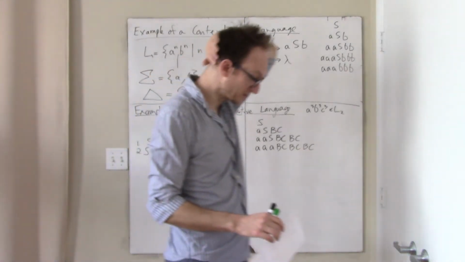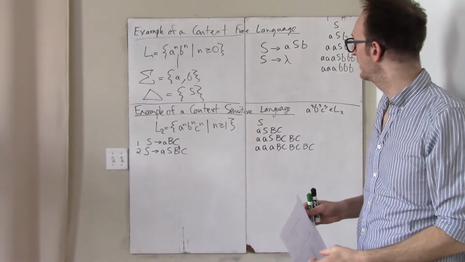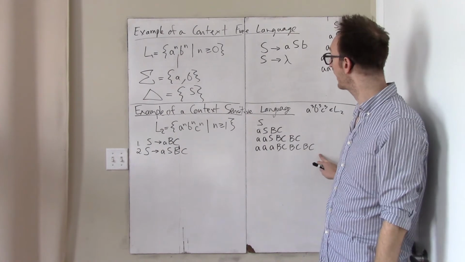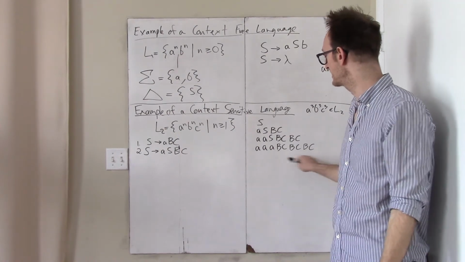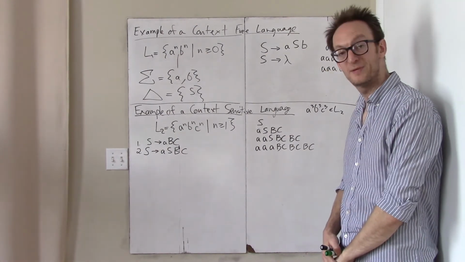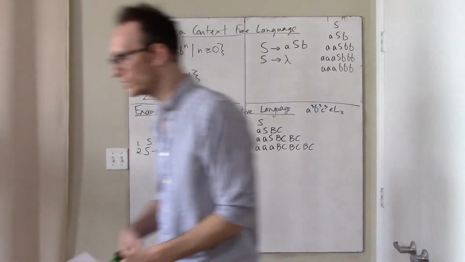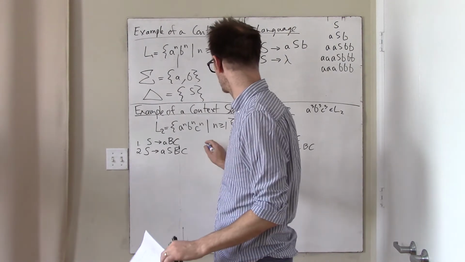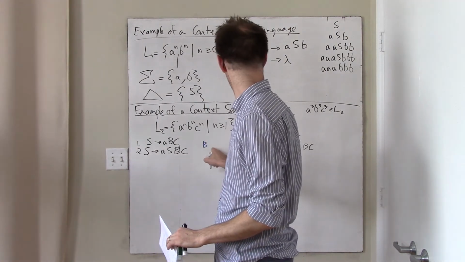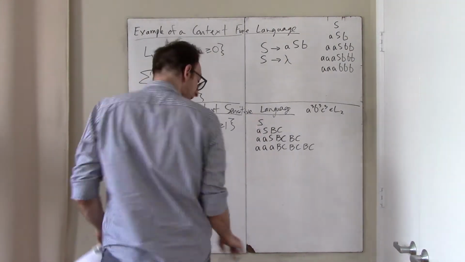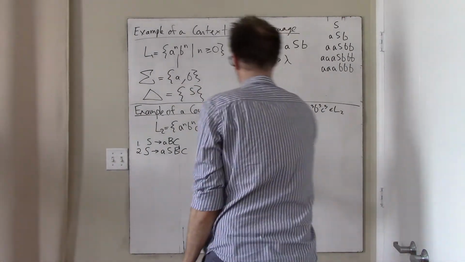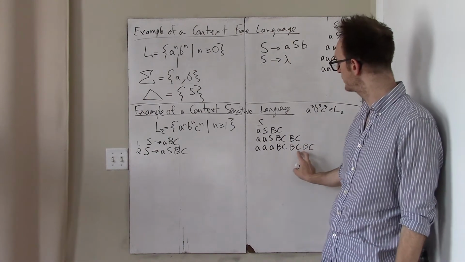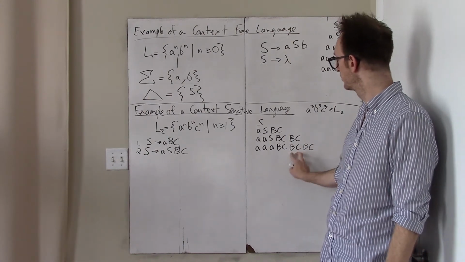Okay, so now what we need to do is methodically transform all this string of BCs into BBB, CCC. And what you kind of wish you had was a rule that said, I want to swap the B's and C's. I need to move all the B's to the left, and I need to move all the C's to the right. So what you want to do is basically perform a whoop, whoop, whoop.